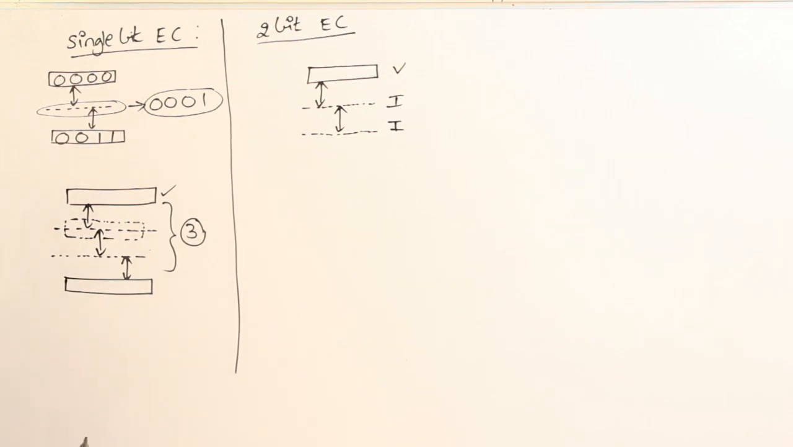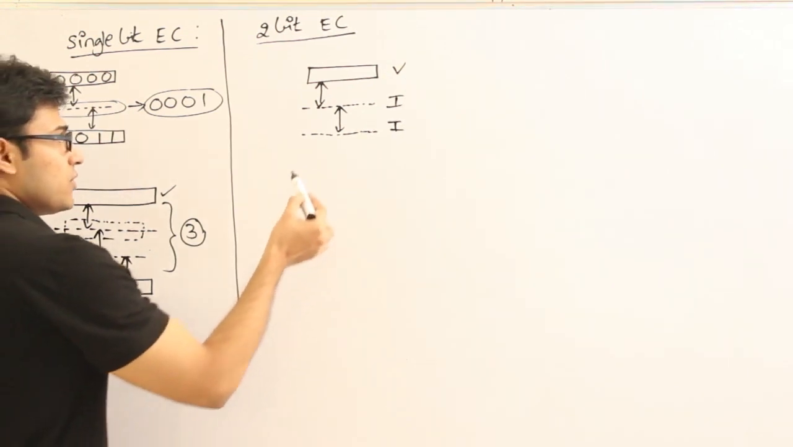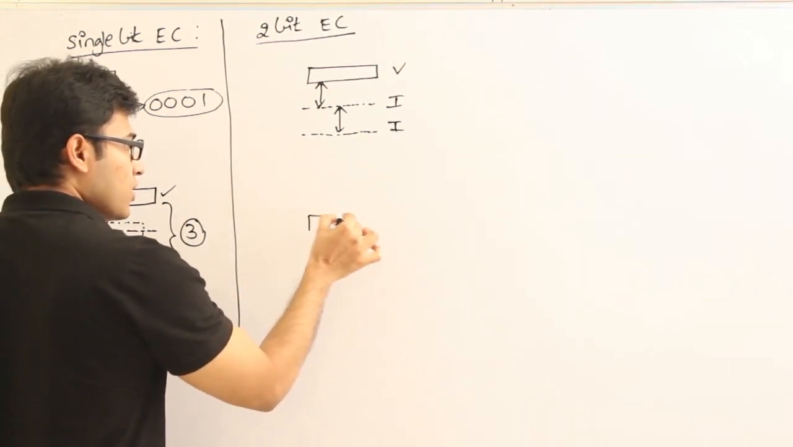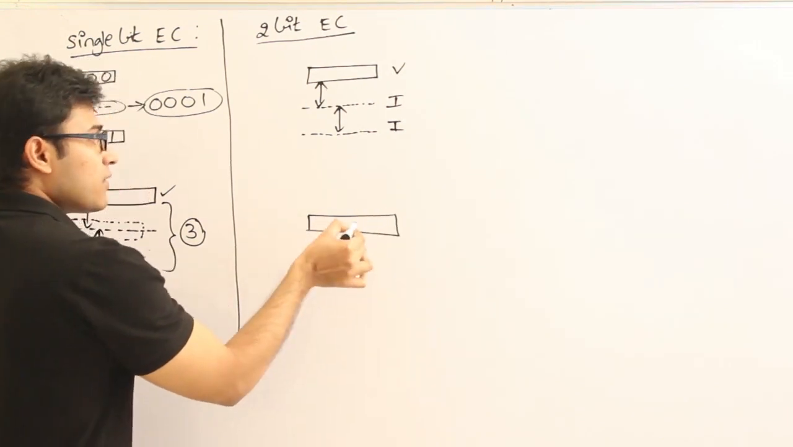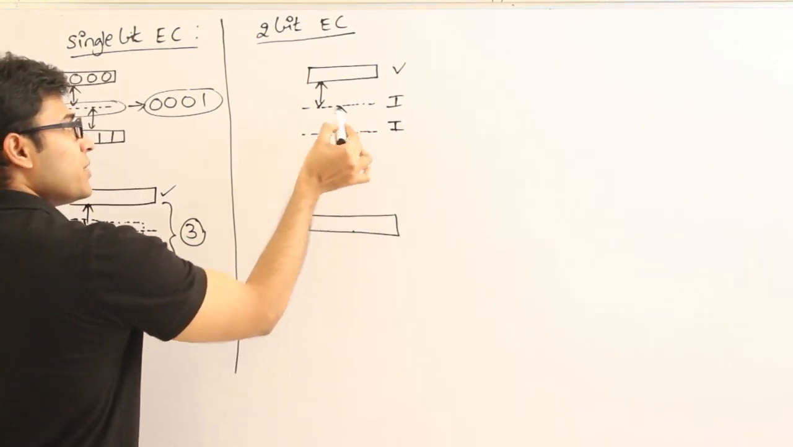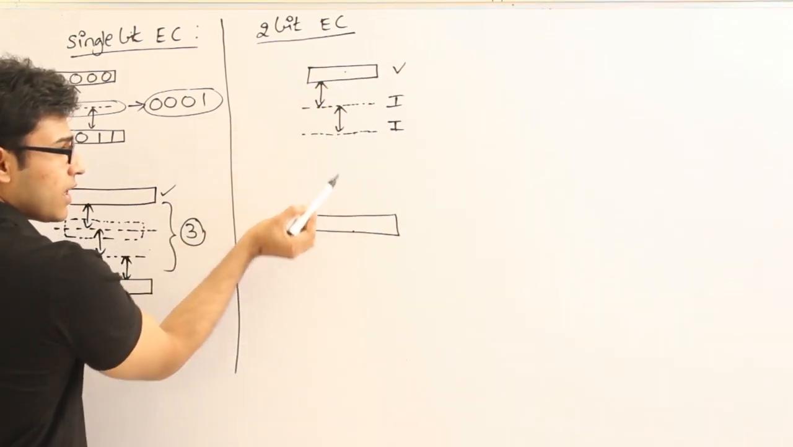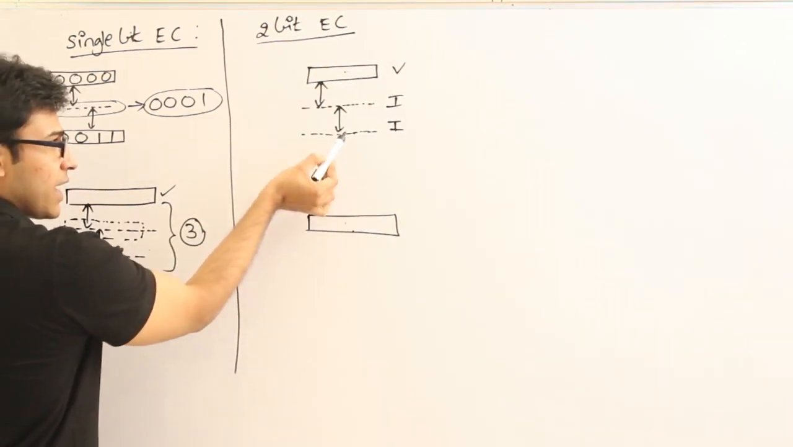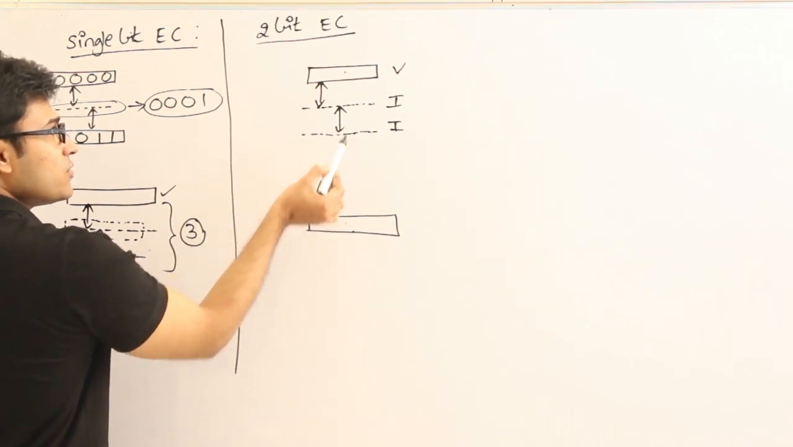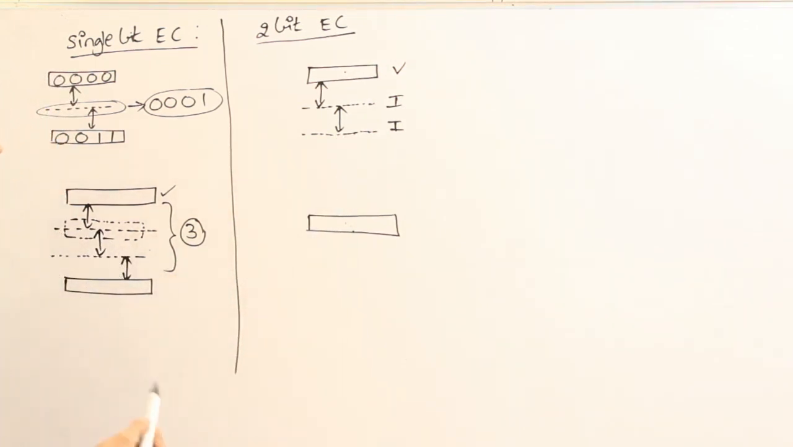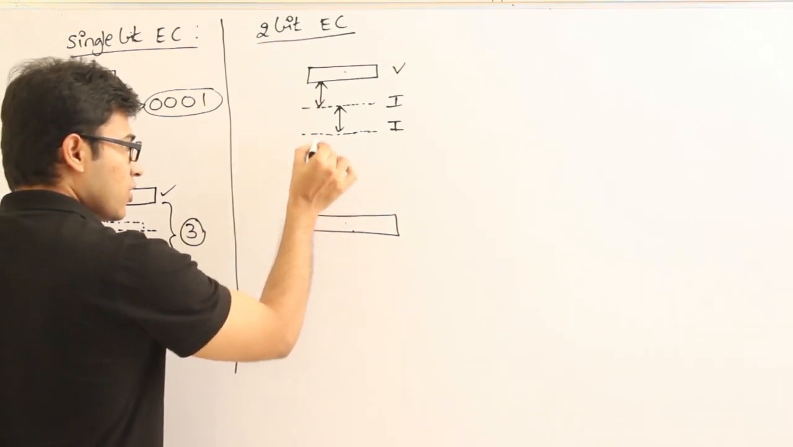And the problem is, if you have some other valid code, 2-bit errors should not land you up here. Because if a 2-bit error from this code is landing you up here and a 2-bit error from this code is also landing up here, then you will not be able to say which one is the right one. You will not be able to correct, you will not be able to say from which code you got there. That is why 2-bit errors should not take you there.